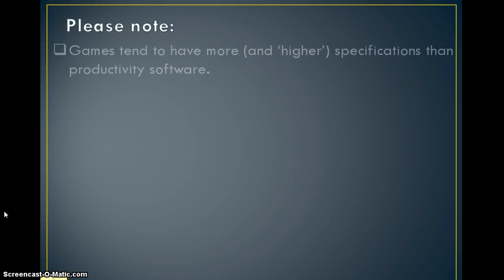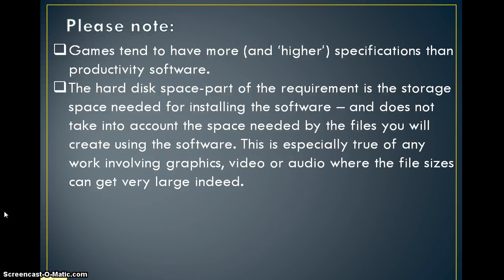Now please take note of the following. When you use these system requirements, you'll find that games tend to have higher specifications than your general productivity software like Word or Excel, obviously because games use more resources. Also, when they specify the hard disk space part of the requirement, that sometimes is not the only amount that you need. So for example, if they say it's 3 gigabytes to store that program, that's not including any other files that program could create.